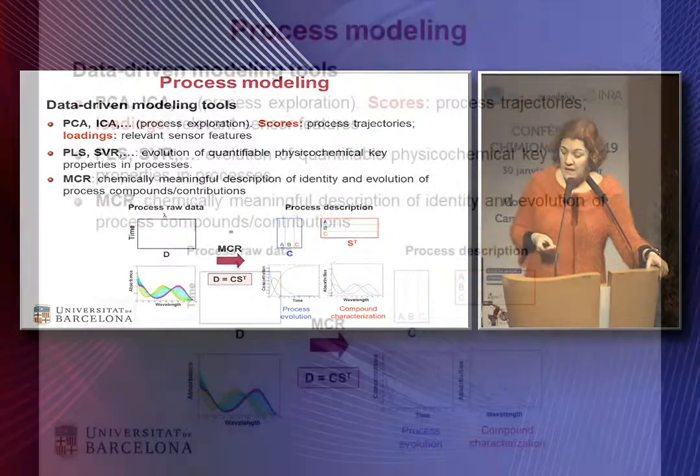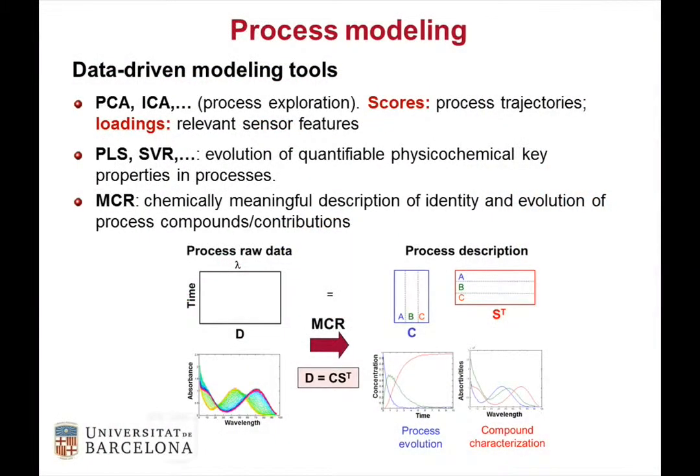We have tools for exploring what's going on in our processes, like PCA or ICA. If we plot the scores, we can really get an idea about global process trajectories, so how the system evolves. Then, of course, we have the whole battery of multivariate calibration methods if we want to predict some key properties, and we can also know how they evolve as a function of the progress of the process.